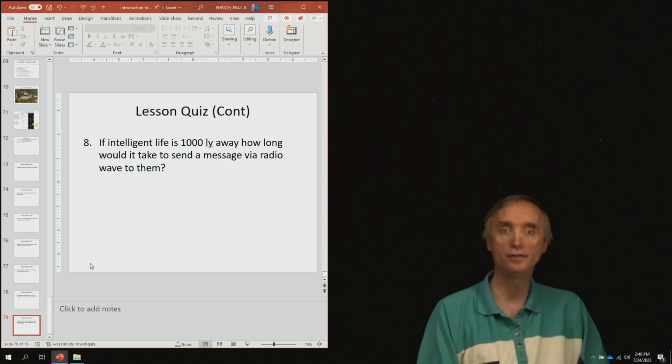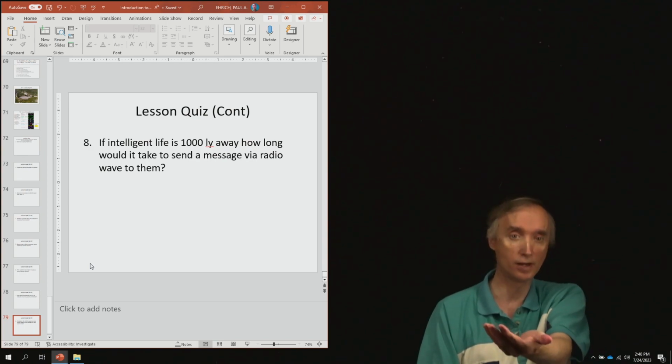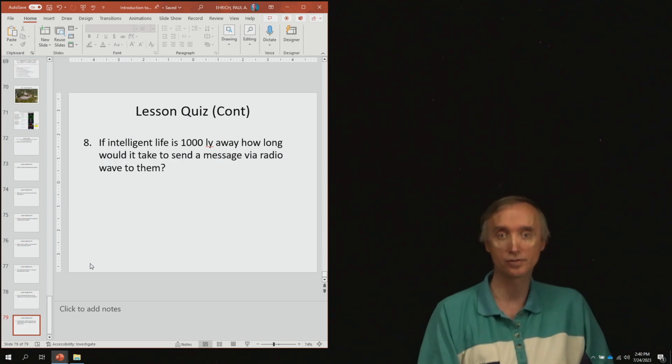If intelligent life is 1,000 light years away, how long would it take to send a message via radio waves to them? If it's traveling at the speed of light, it's going to take 1,000 years for that radio message to reach them, and then it would take 1,000 years for their radio message to make it back to us. So overall, it would take 2,000 years.